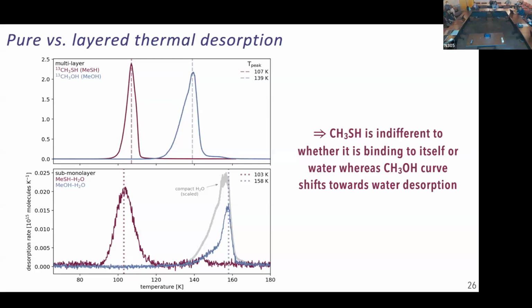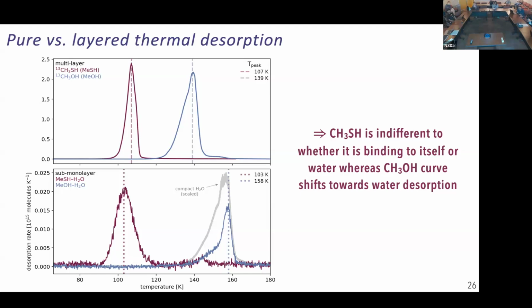And so what's really interesting here is that methyl mercaptan is indifferent to whether it's in a matrix by itself or in a matrix on top of water. That was quite surprising, because if we think that methyl mercaptan is similar to methanol, we would assume there would be some sort of weak interaction between the sulfur and the thiol, or the SH group in the methyl mercaptan, with respect to the water. We thought it would orient, so this was really surprising for us just at that level.